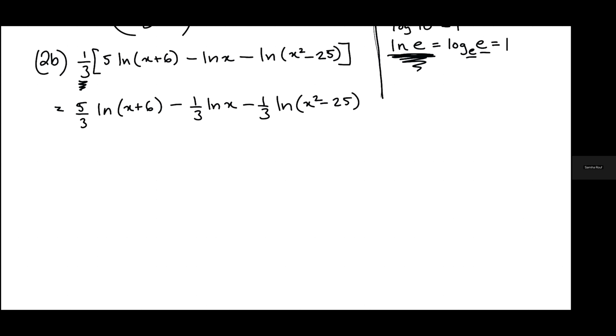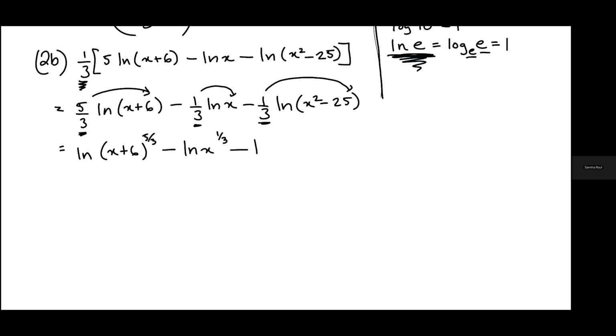Okay, next, these can then be moved to be the exponents of their corresponding log expression. So we end up with natural log of x plus 6 to the power of 5/3 minus natural log of x to the third, and then minus natural log of x squared minus 25 to the third. Okay, so now this term is positive, and these two terms are negative. So these two terms essentially are going to be in the denominator.